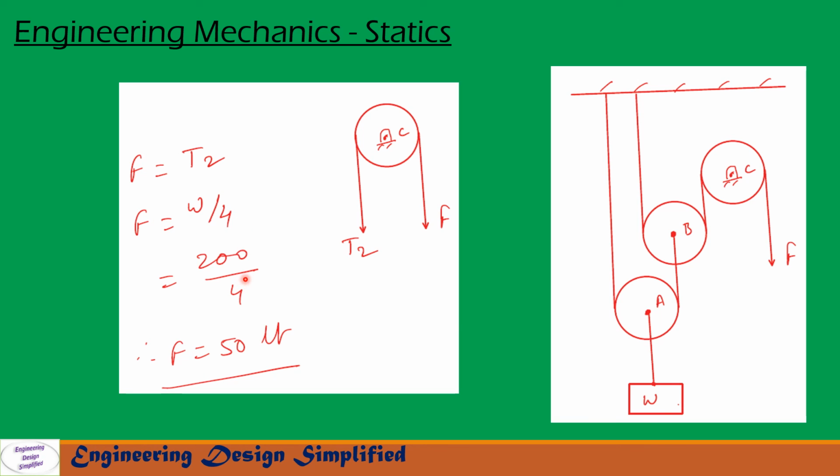After substituting the value of W and simplifying, we get F equal to 50 lb. A force of 50 lb is required to hold a weight of 200 lb in equilibrium in this pulley system.